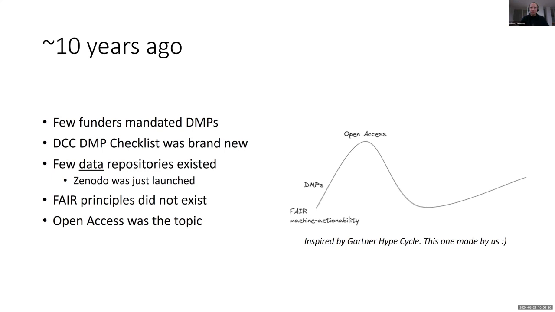Very few data repositories existed at that point. We talked a lot about open access around 2010, so open access to publications, and universities and research performing organizations were starting their own systems for collecting publications and providing access to them, but very few people were actually doing anything about the data. The digital preservation topic was a big thing around that time. And for example, Zenodo.org, which most of you are now familiar with, didn't exist at that time. It was just launched, I think, in 2014.